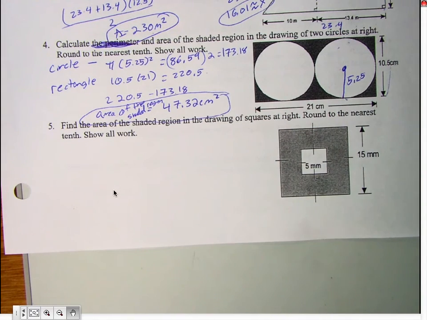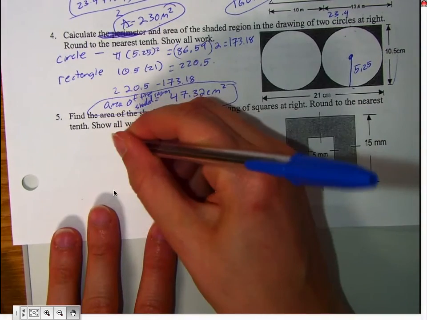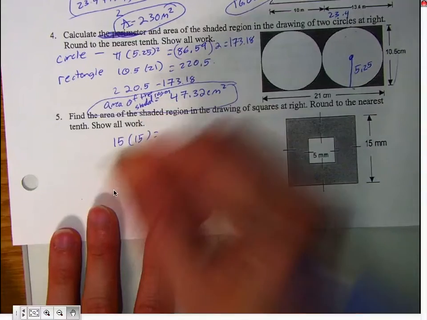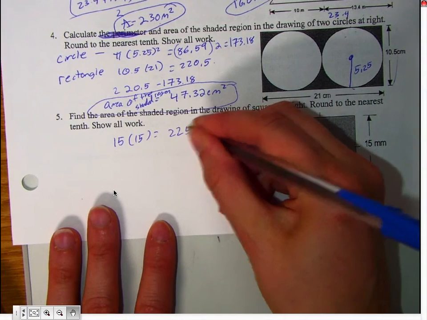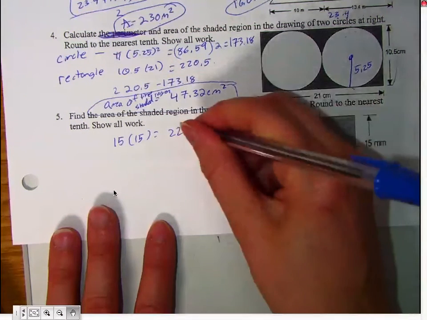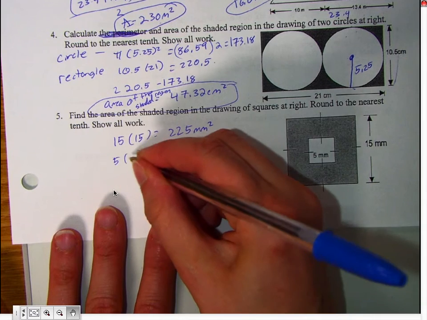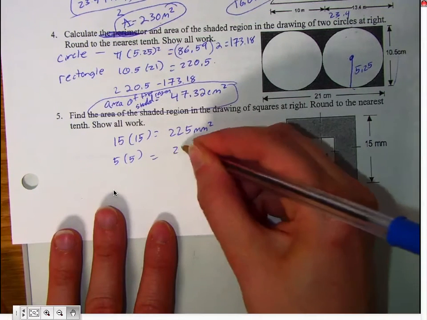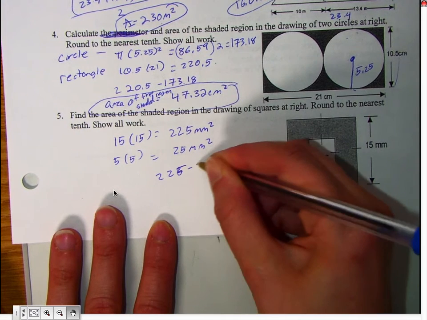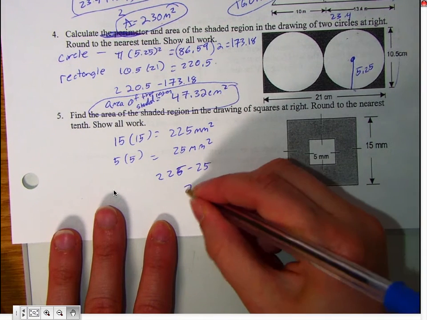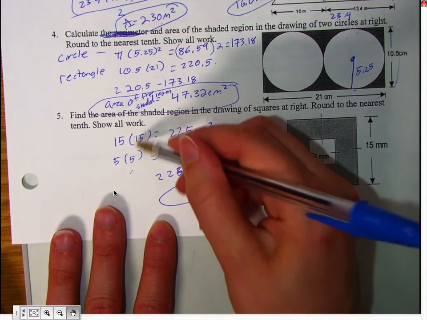Silent llamas. Okay, so we're gonna find the area of the whole thing. So we go 15 times 15, which gives us 225. That's the area of everything, right? Millimeters squared. And then let's find the area of the inside. We get 5 times 5, 25 millimeters squared. And then we're just going 225 minus 25, giving us 200 millimeters squared. If you found them in different orders, that's fine.